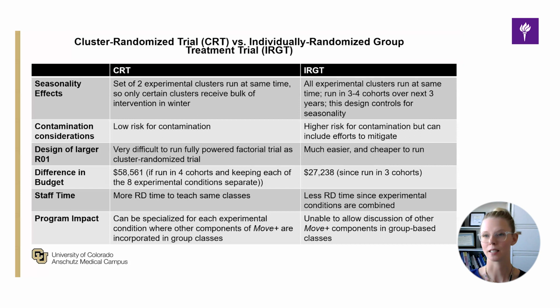And then how does this impact delivery of the MOVE program? With that cluster randomized trial, I would have had the ability to really specialize how each group was receiving the program. For example, in that condition 8, where all of the conditions are turned on, they're getting all 3 components. I could say in the group-based classes, have the coach remind them, remember, one-on-one support sessions are coming up. Make sure to schedule that with me. I'm going to be sending out an email to schedule. And don't forget your guided imagery sessions.